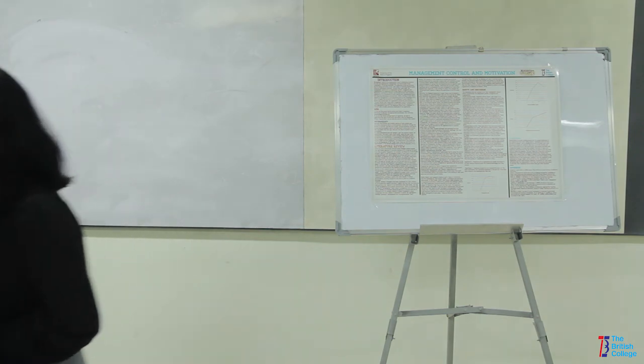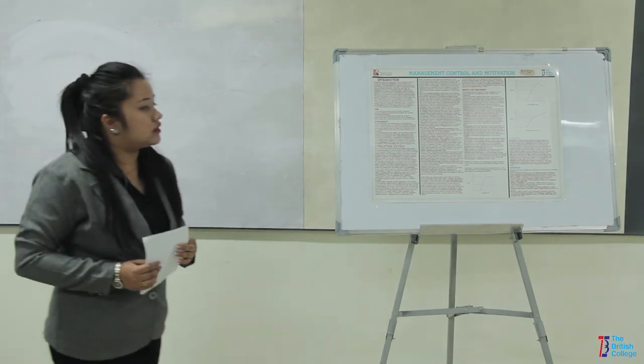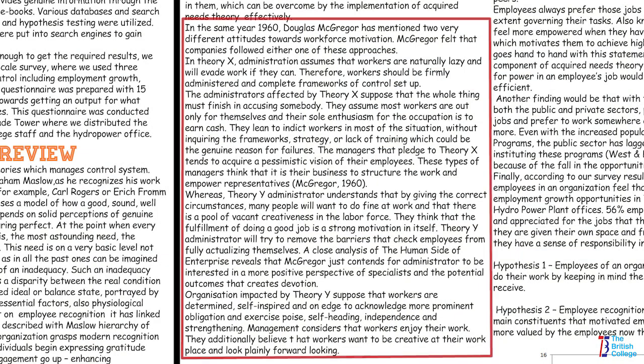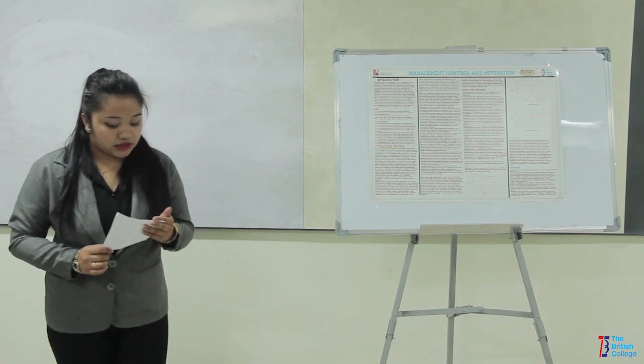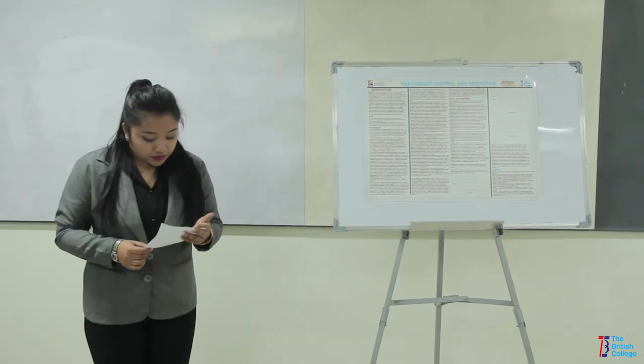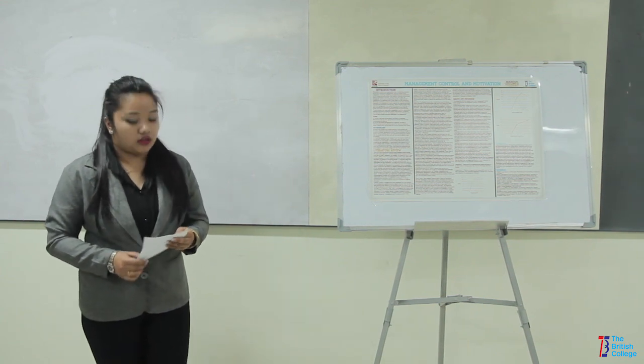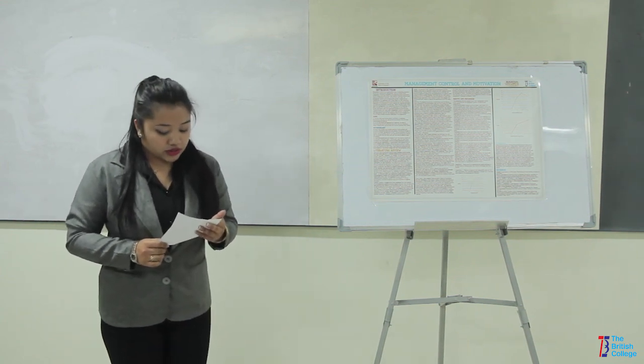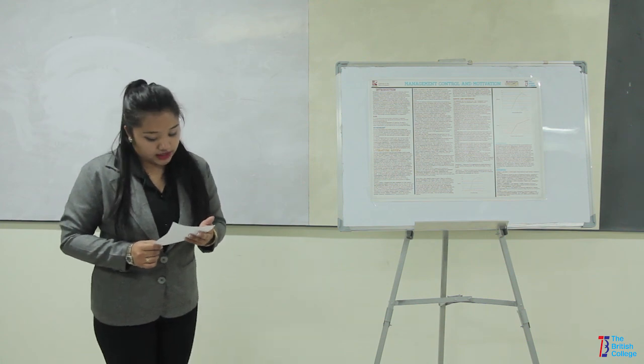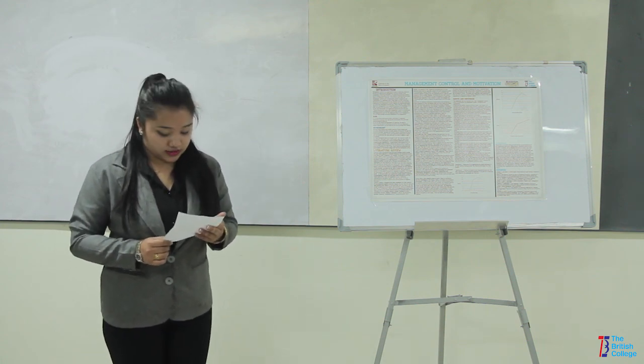Mapat for this. Now we have the next theory, that is Theory X and Theory Y, which was developed by Douglas McGregor in 1960 as well, and has mentioned 2 different attitudes towards workforce motivation. He felt that companies followed either one of these approaches. In Theory X, managers believed that employees needed to be controlled, that they don't like work and need to be pushed to be more productive.